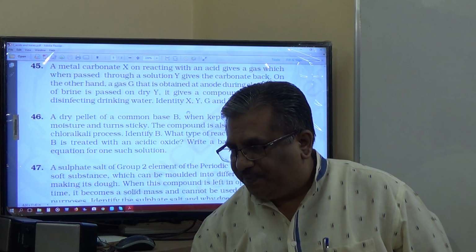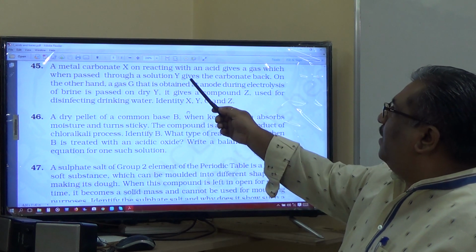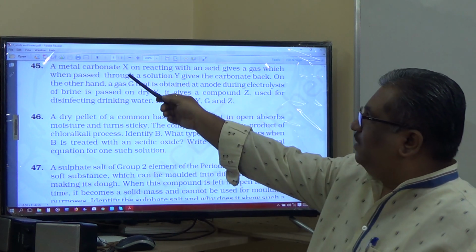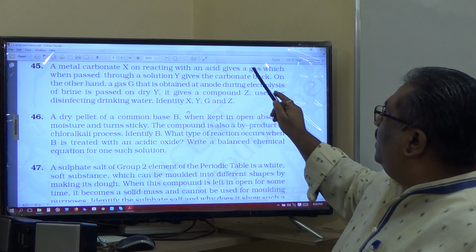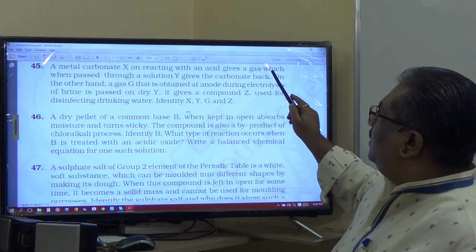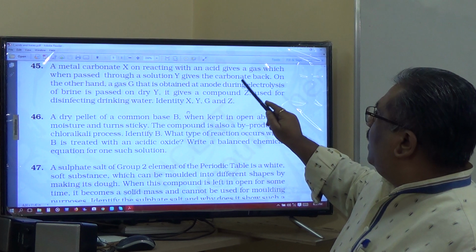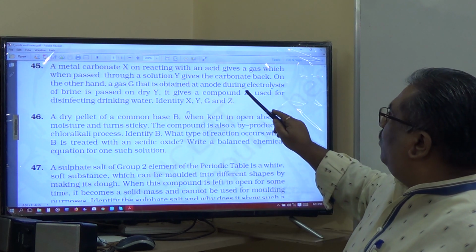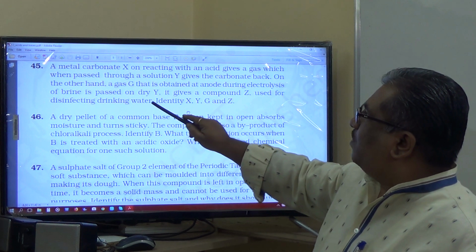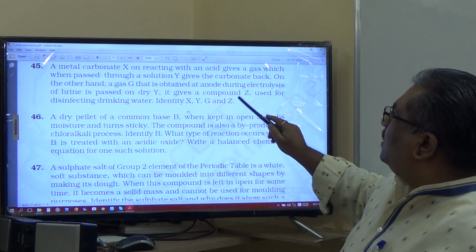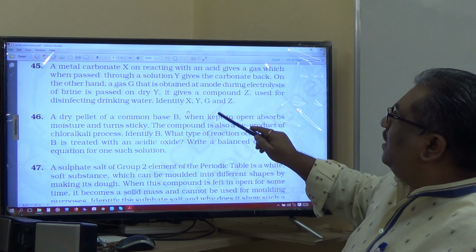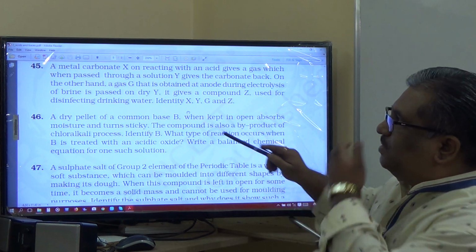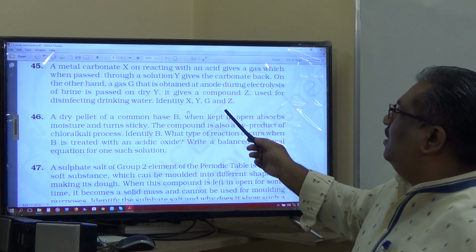Next, a metal carbonate X on reacting with an acid gives a gas which, when passed through a solution Y, gives the carbonate back. On the other hand, a gas G that is obtained at the anode during electrolysis of brine is passed on dry Y. It gives a compound Z used for disinfecting drinking water. Identify X, Y, Z and G.